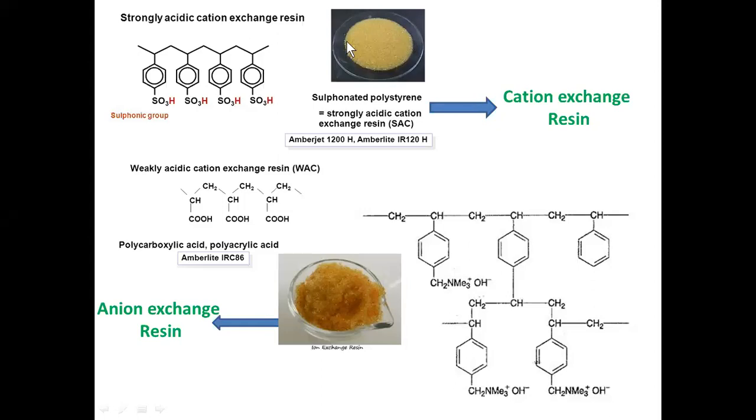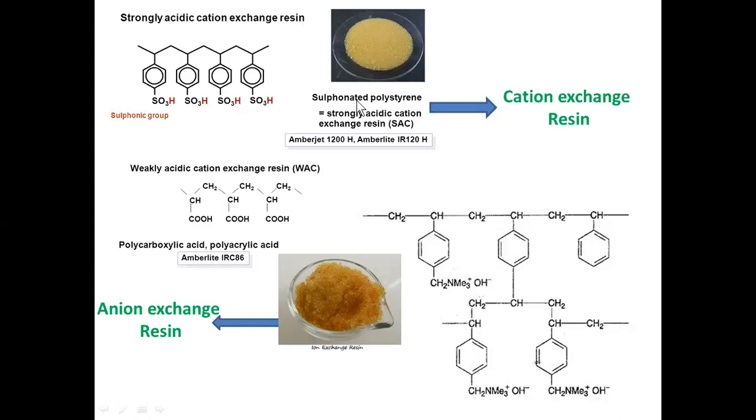You can see here, this is Amberjet 1200H or Amberlite IR 120H. These are cation exchange resins, and visually it looks like this. It is highly porous in nature. It has very good flowability.